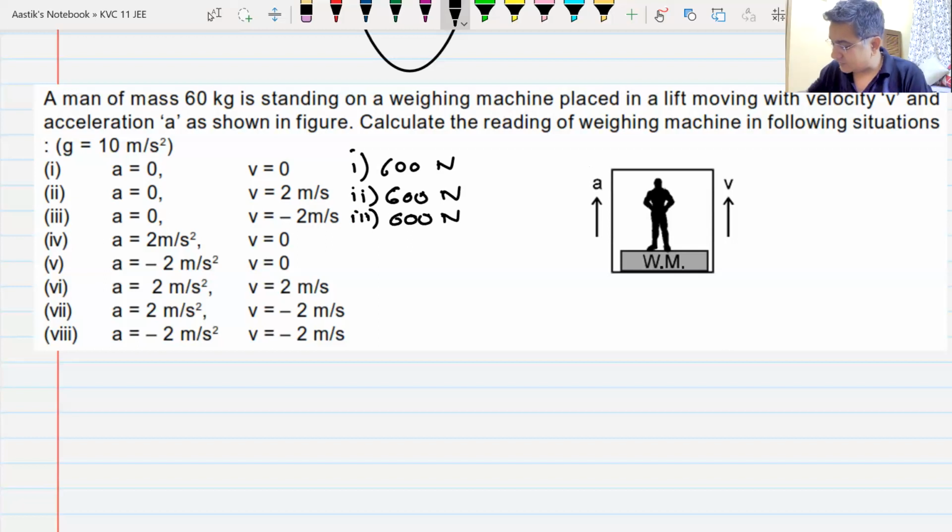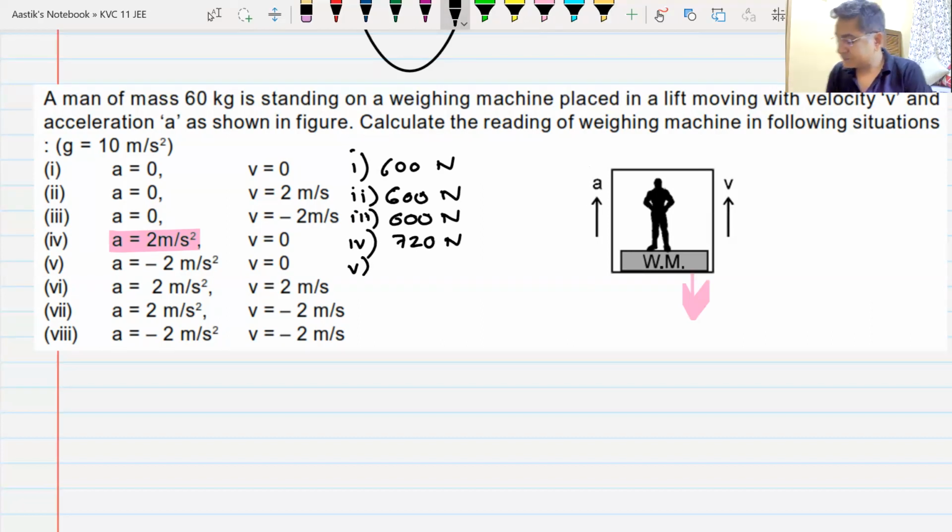Let us come to the 4th case. In the 4th case, remember the acceleration is upwards, 2 meters per second squared. What is the answer in this case now? 720 newtons. How did you get that? Now I have to apply a pseudo force in the downward direction, m into a. So the effective g becomes g plus a. g is 10, 10 plus 2, 12. Now the answer is 720 newtons. Everyone understands this?